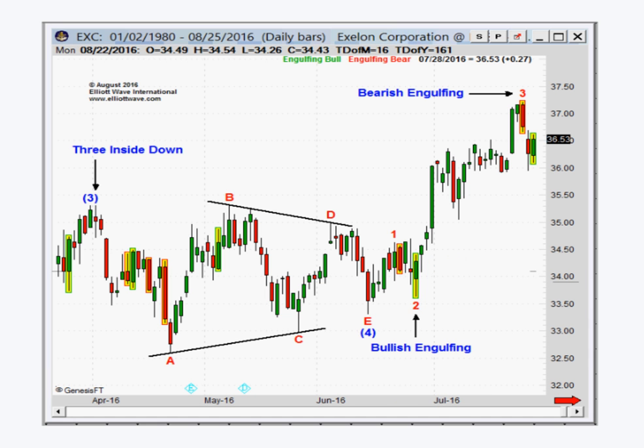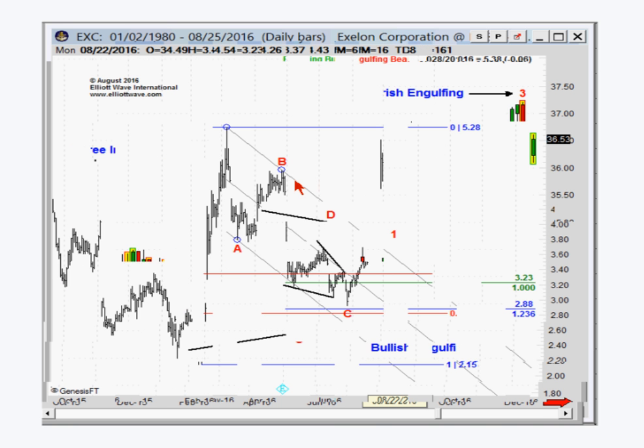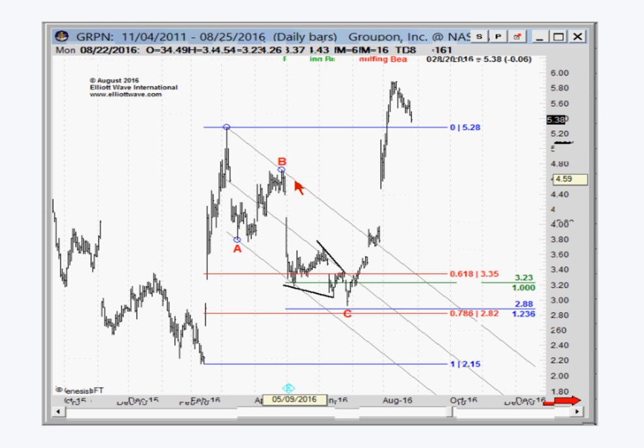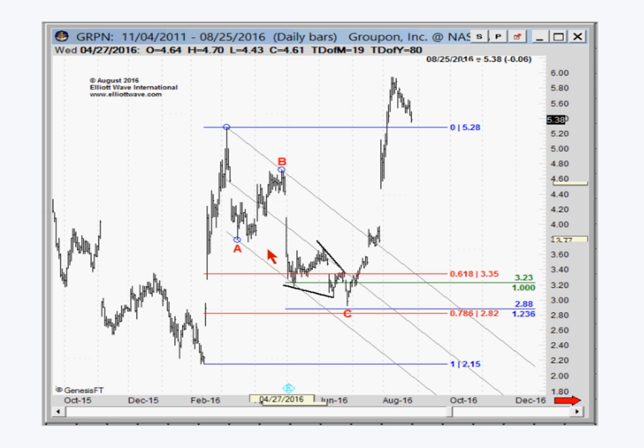Here's another example. This was Groupon, and I'll wait for the price chart to load up so everybody can see this. Okay, this is a price chart of Groupon, and this formation to the downside simply is a zigzag. It's a 5-3-5 pattern, but notice I've got some trend lines identified within the wave C sell-off. This is referred to as the ending diagonal.